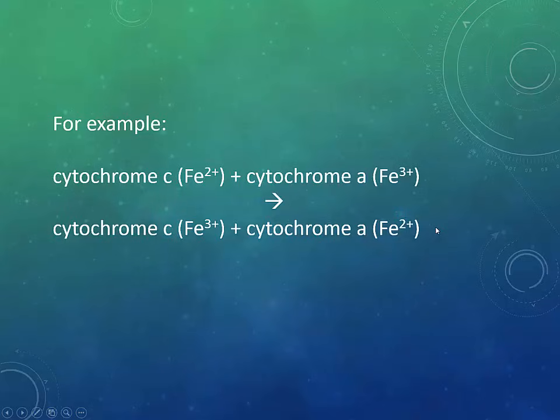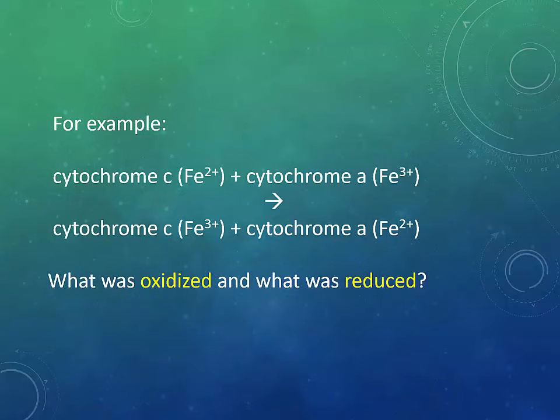We clearly had an electron transfer because we go from iron 2 plus to iron 3 plus and iron 3 plus to iron 2 plus. So an electron was moved. So cytochrome C loses an electron. It goes from 2 plus to 3 plus. Remember, electrons are negatively charged particles, so we lost one negative charge. And cytochrome A's iron gained an electron because it goes from 3 plus to 2 plus, so it must have gained a negative particle. So we can always ask the question, what was oxidized and what was reduced?